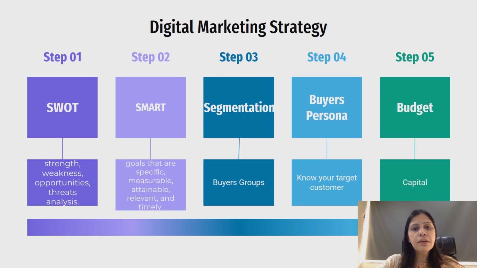Moving to step 3, which talks about segmentation. Segmentation is basically dividing the market into different groups. Those groups are homogeneous within and heterogeneous outside. So if you have divided the market into relevant segments, it becomes very easy for you to target the audience and reach out to your targeted audience in a much better manner.